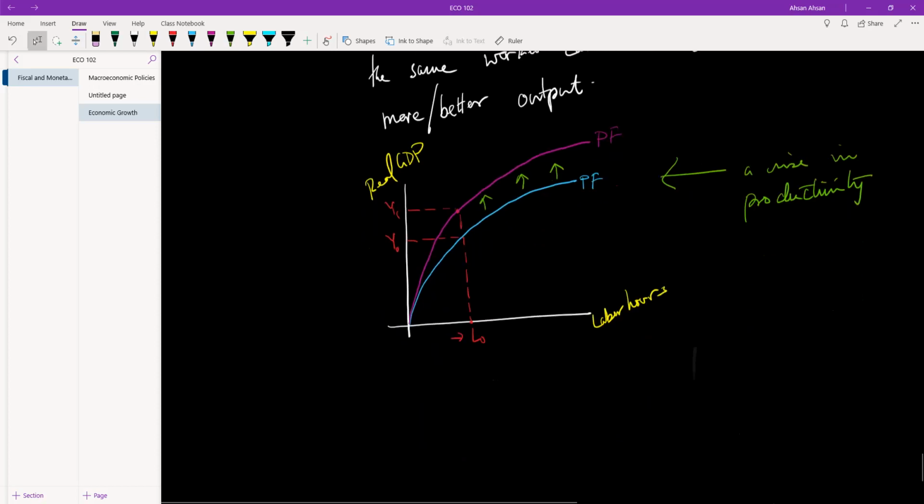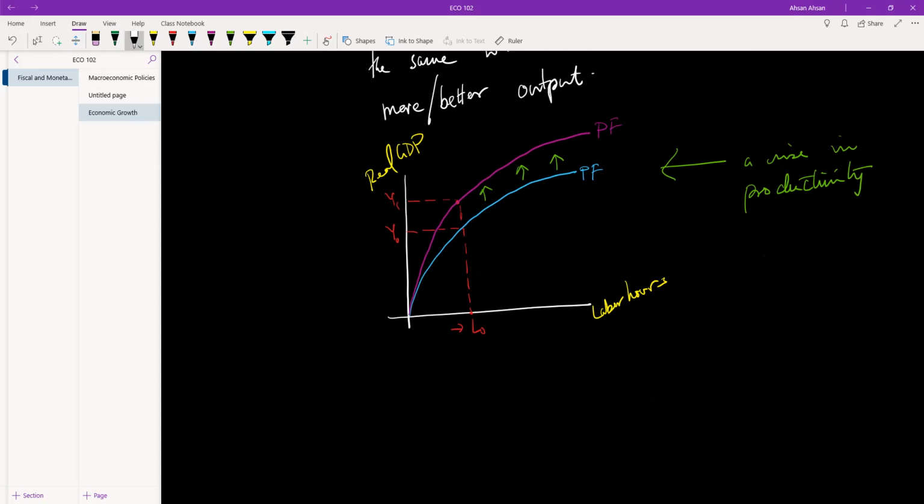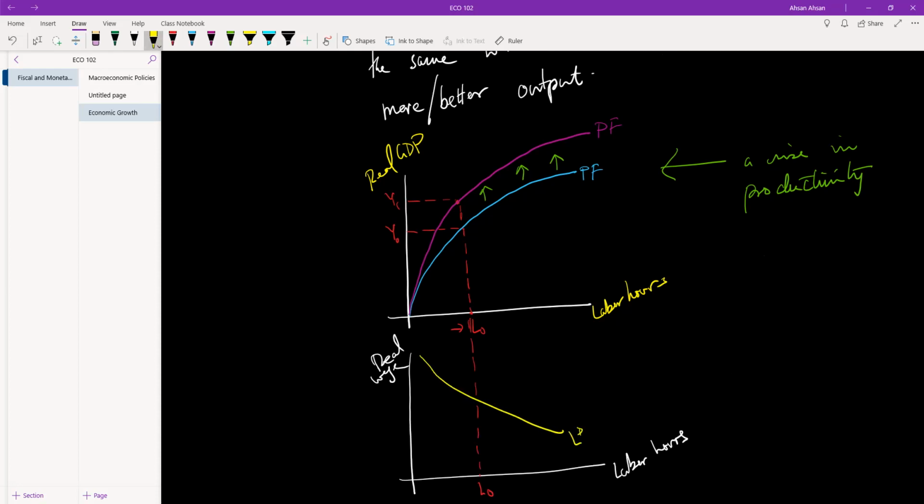This is what happens. So let's draw the demand and supply diagram underneath as well, and let's see what's happening here. Labor hours, and we have real wage. Let's bring this down. So this is what the equilibrium will be. So this is labor demand, and this is labor supply. And of course, we have the real wage here. Okay, so far so good.